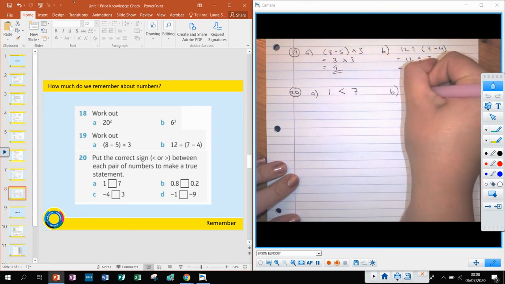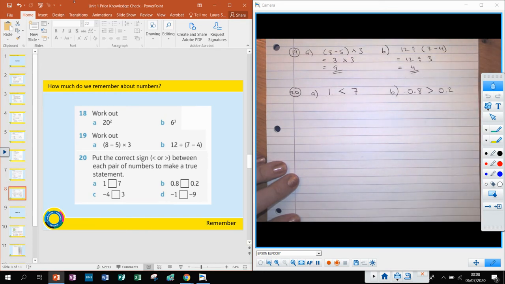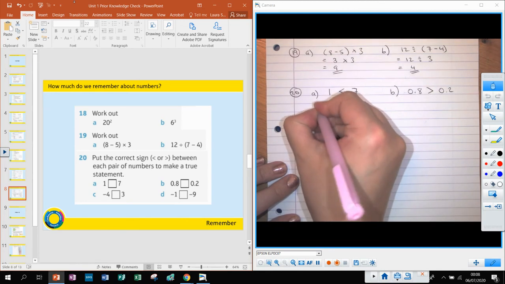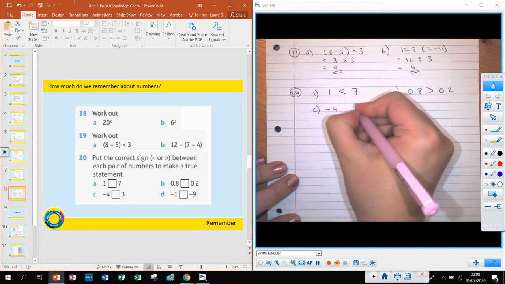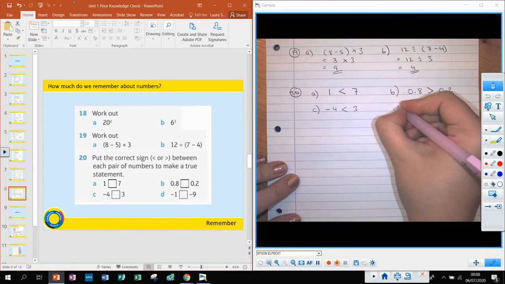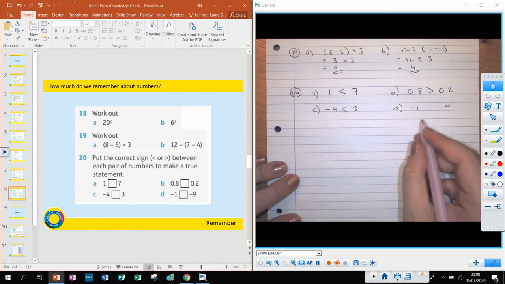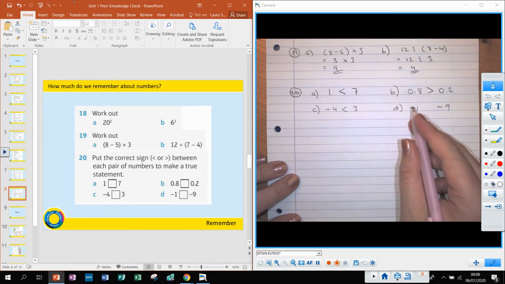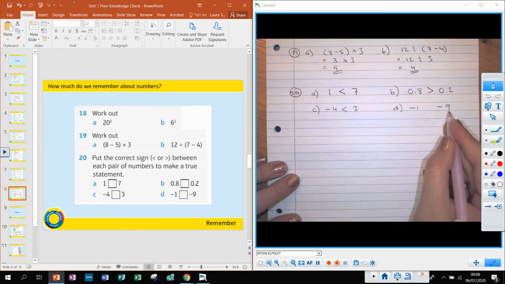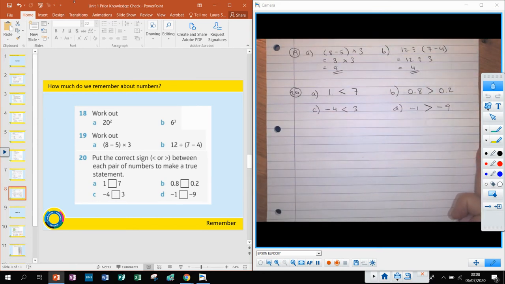Part B. 0.8 and 0.2. Well, I know that 0.8 is greater than 0.2, so that's my answer. Part C, negative 4 and 3. Well, negative 4 is less than 3. And part D, we have a negative 1 and a negative 9. Careful, negative 1 is closer to 0, so it's closer to the positive numbers. That's greater, so that should say negative 1 is greater than negative 9.